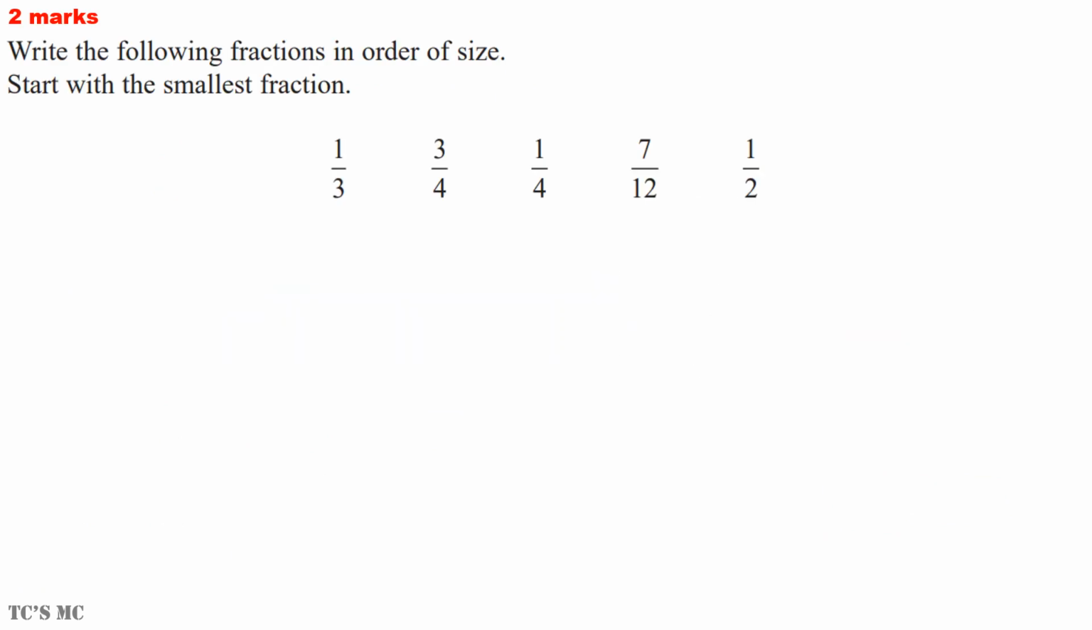Write the following fractions in order of size. Start with the smallest fraction. To get 1 mark, you need to convert all of the fractions to have the same denominator. I'm going to choose twelfths.